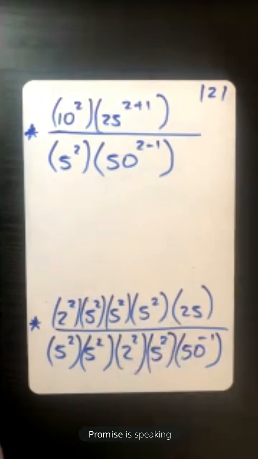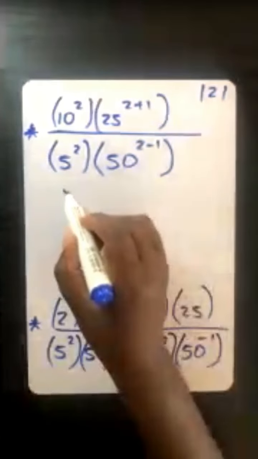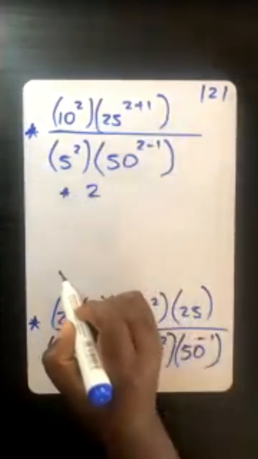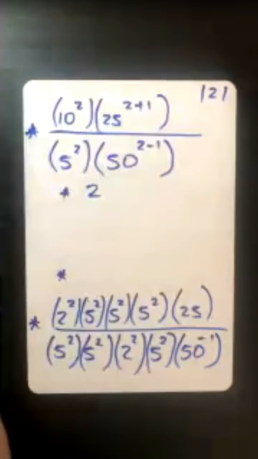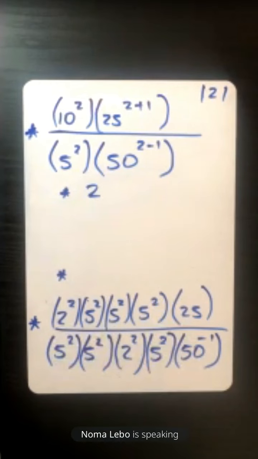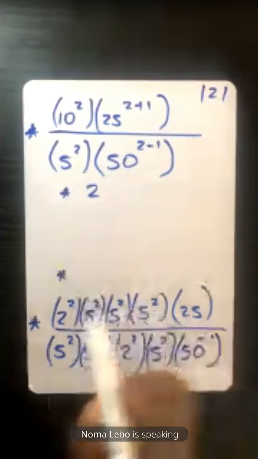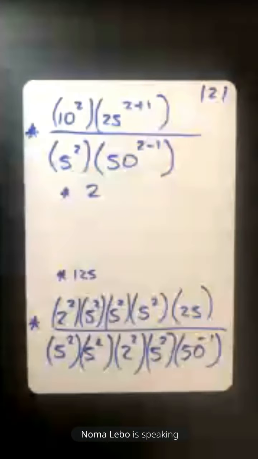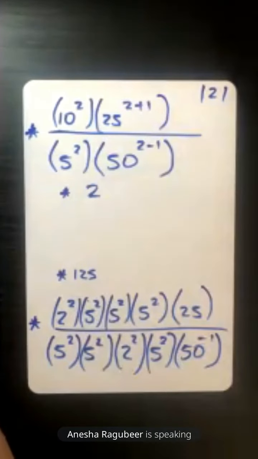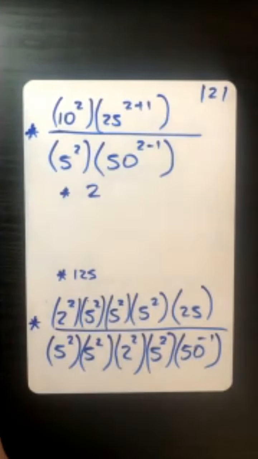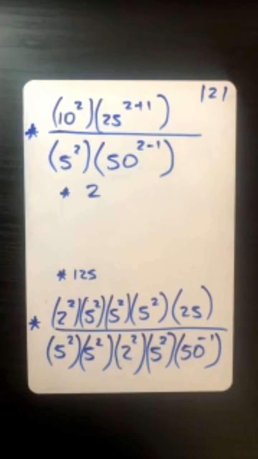So the first one is 2. So the first one, we're getting 2. And then the second one, sir, it's 125. You're saying you're getting 125 for the second one. 125. So 1,250. For the first equation it says 1,250. And the second equation is 1,250 as well.